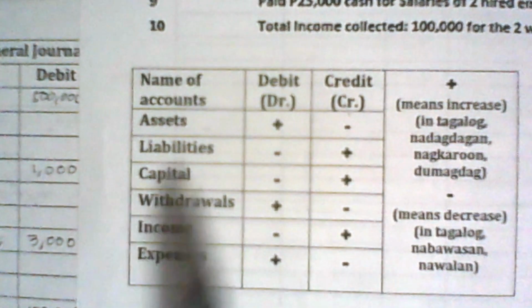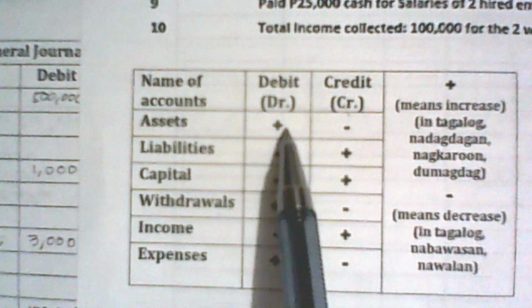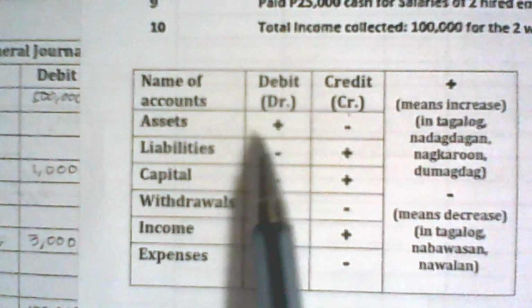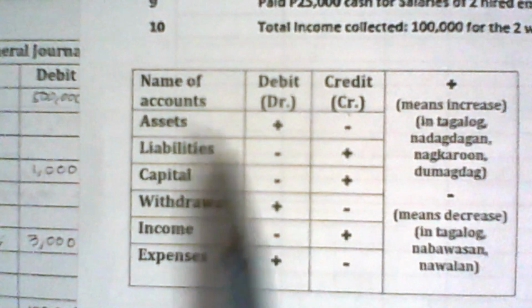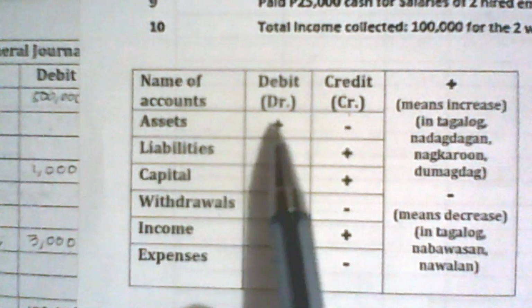So 702,000 minus 43,200. The answer is 658,800 pesos. This amount is the balance of the cash account in the general ledger. So the question now is, where are we going to put this amount? We need to put that in the normal balance of the cash. As we can see here, guys, we are recording the increase of the asset at the debit side. So it means the cash as an asset, the normal balance of the cash is at the debit side.